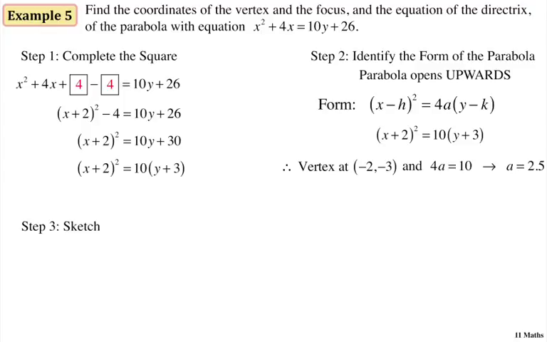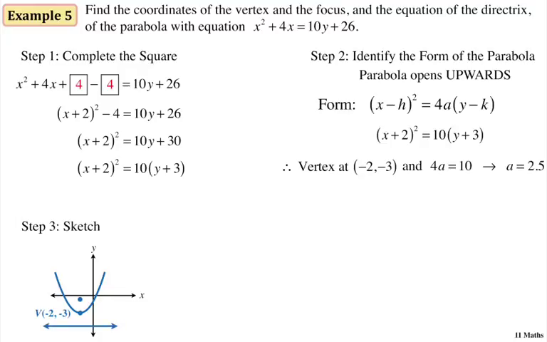I'll draw a sketch now, just so I can visualize what's going on. Effectively, I know the vertex is at -2, -3. I know that it has a focal length of 2.5, but the parabola opens upwards. So let's just draw a parabola that opens upwards. If the focal length is 2.5, that means I go 2.5 units up and 2.5 units down to find the directrix. So it looks something like that and something like that.